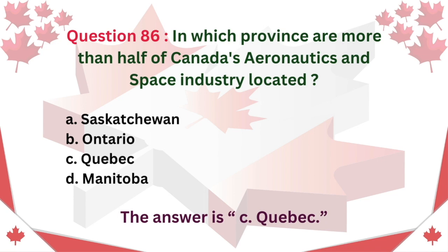Question 86. In which province are more than half of Canada's aeronautics and space industry located? A. Saskatchewan. B. Ontario. C. Quebec. D. Manitoba. The answer is C. Quebec.